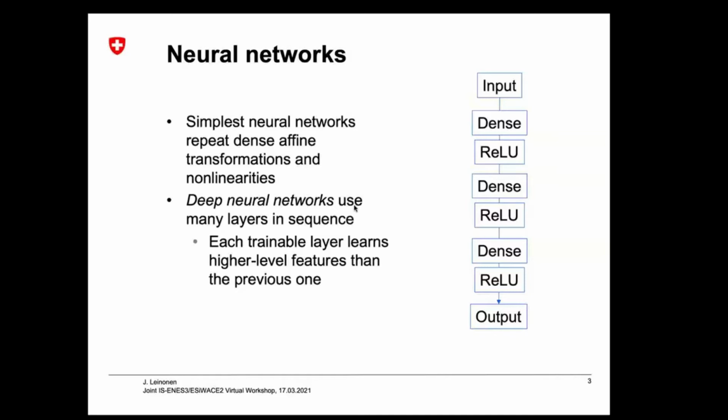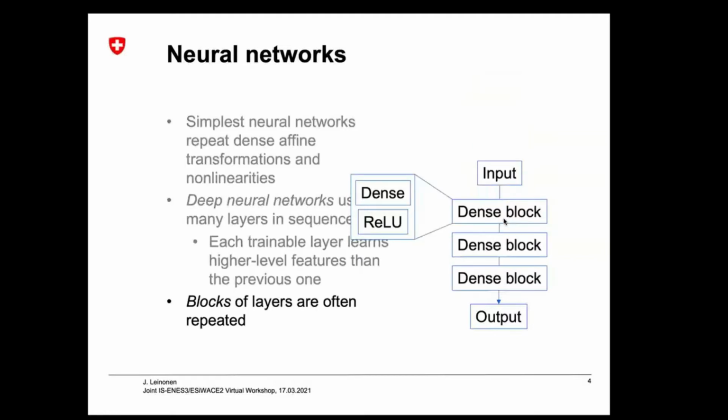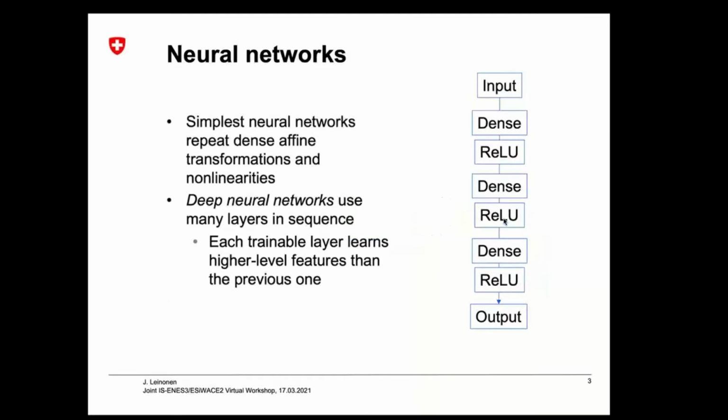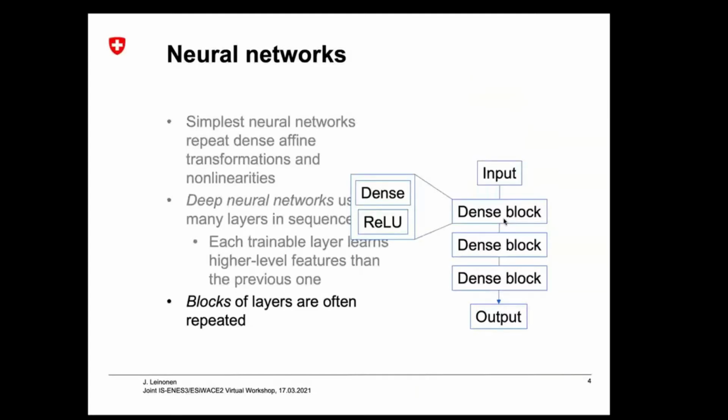And just for ease of notation, because for example, in this network here on the right, we keep repeating these same units, we often describe these networks in terms of blocks. So here is this same network. Here we can describe that like this. So repeating this, what I call here dense block. So we have one dense affine transformation and one nonlinearity in each of these blocks.